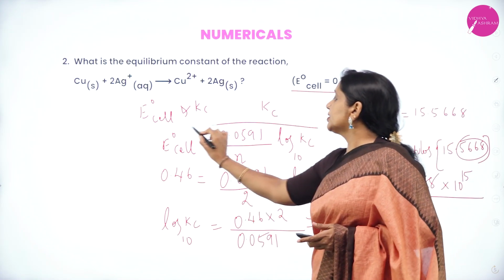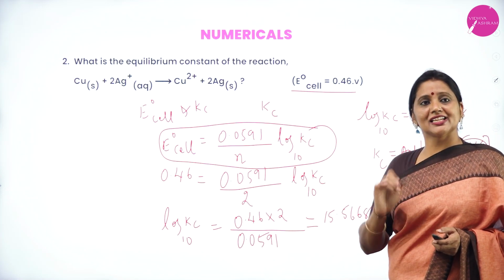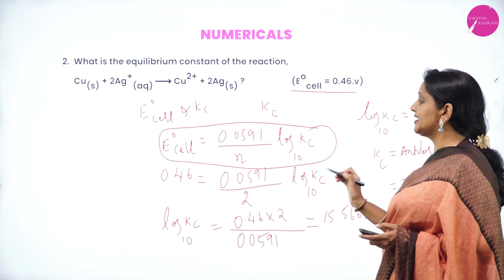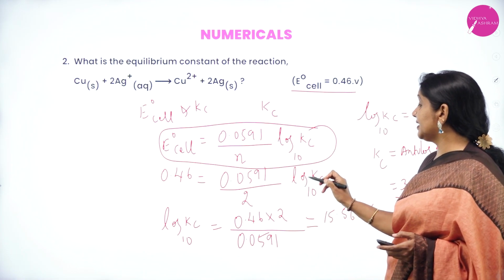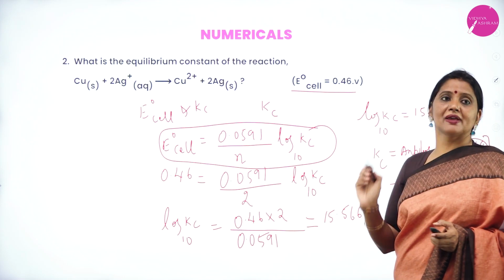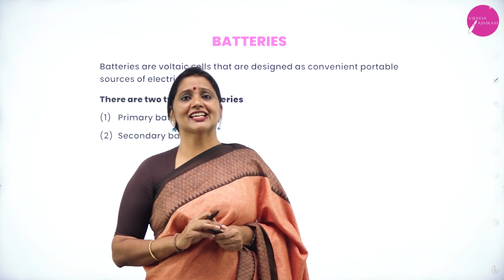Therefore, dear student, if you want to calculate Kc or E0 of cell, what's the relationship between E0 cell as well as Kc? E0 cell is equal to 0.0591 divided by n log Kc to the base 10. Okay. What is the next concept?